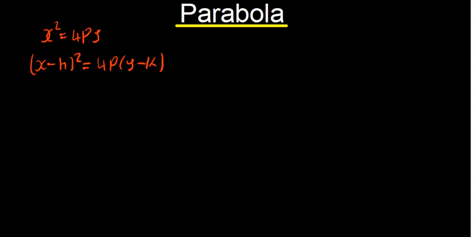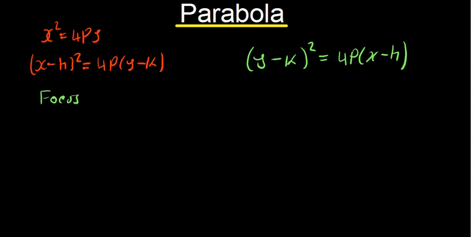Then again, let me indicate it when it's on the x-axis, meaning it's like that or like that. The equation is going to be y minus k, all squared, equals 4p times x minus h. I'm indicating it when the vertex is not at the origin, so it's more general. For the first part, our focus is going to be h comma k plus p, like that.